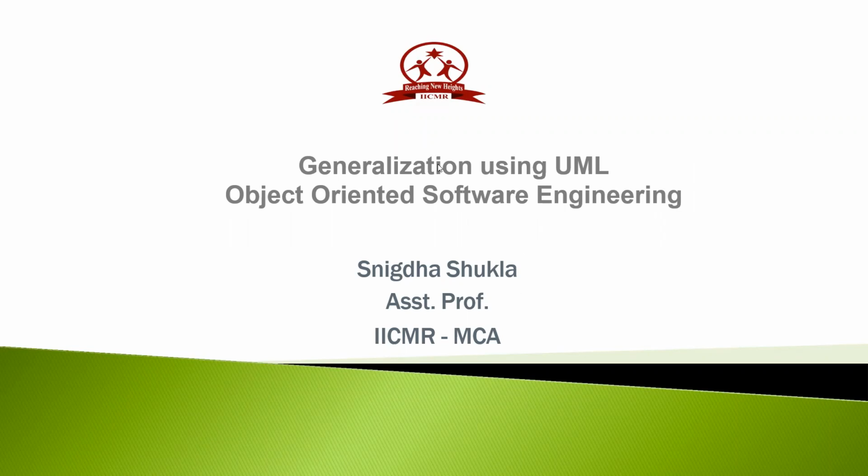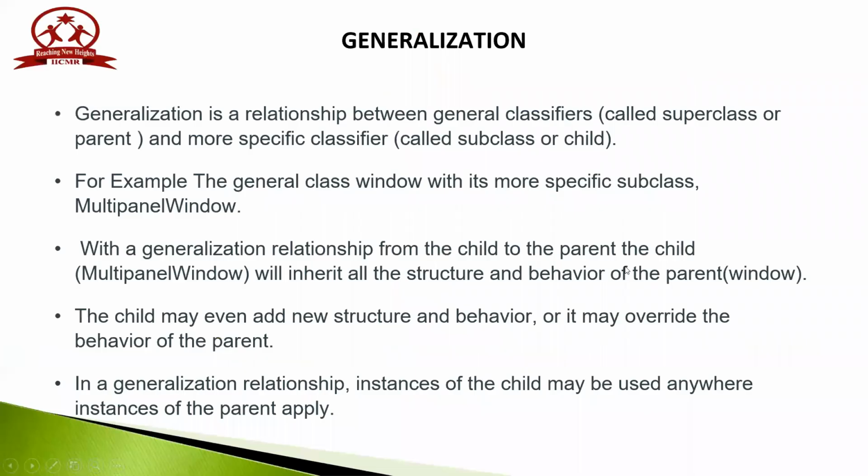Our today's topic is Generalization using UML in Object-Oriented Software Engineering. Generalization is a relationship between the general classifier, called the superclass or parent class, and a more specific classifier called the subclass or child class. For example, if we consider the general class as window, with its more specific subclass, that is multi-panel window.